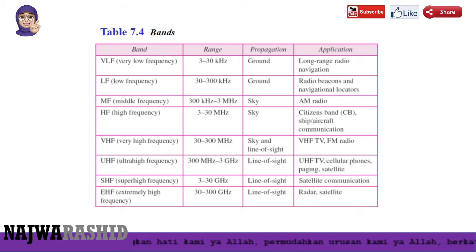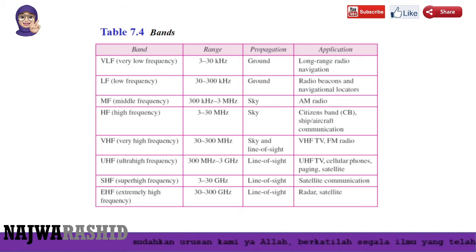Okay, that band uses the frequency between 30 and 300 kilohertz. The next band is middle frequency, starting at 300 kilohertz until 3 megahertz, and it uses sky propagation. For example, we have AM radio, amplitude modulation radio. And then we have high frequency, known as HF, between 3 and 30 megahertz, using sky propagation. This is used for aircraft communication, citizen band, and ship communication.